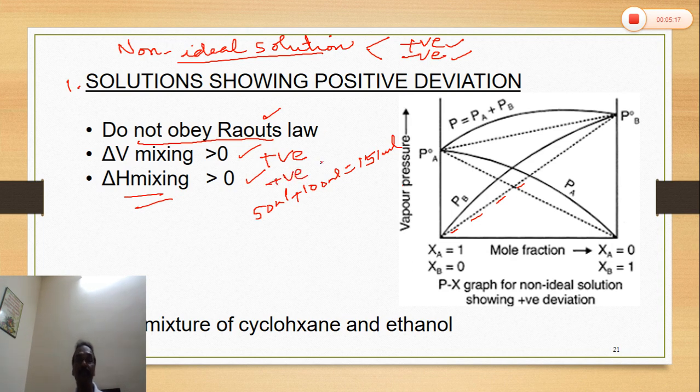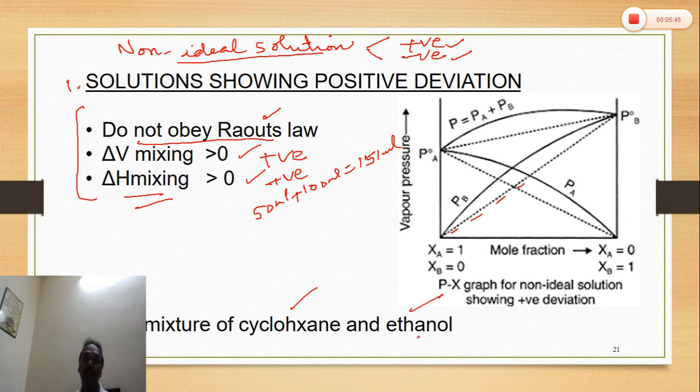That is positive deviation. So solutions showing positive deviation do not obey Raoult's law. Delta V mixing is greater than 0, that is positive. Delta H mixing is also greater than 0, that is positive. The vapor pressure composition curve will be deviated in the positive direction, that is, upward deviation. An example of such a solution is a mixture of cyclohexane and ethanol.